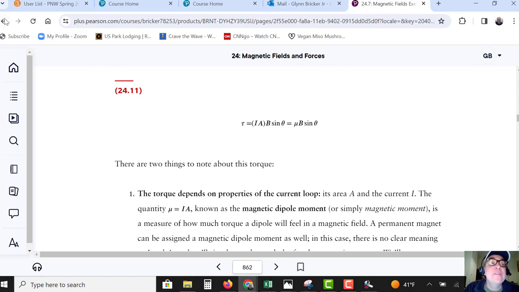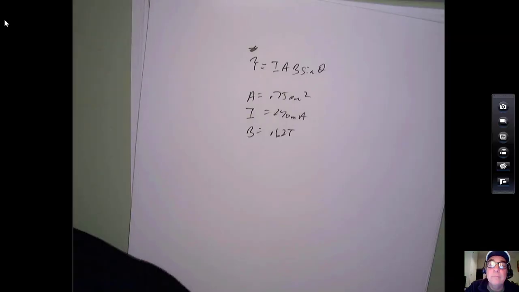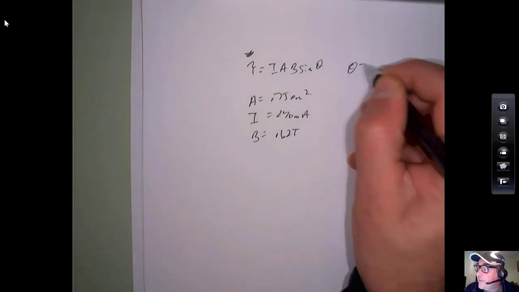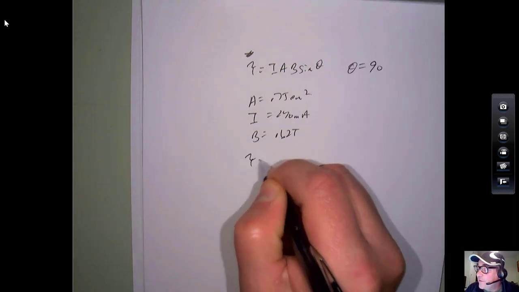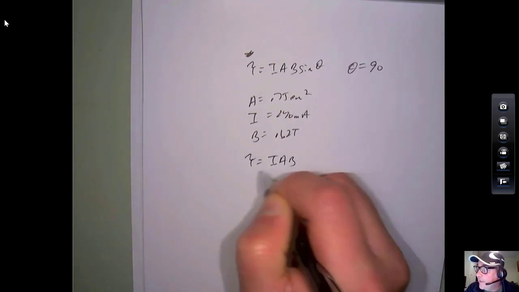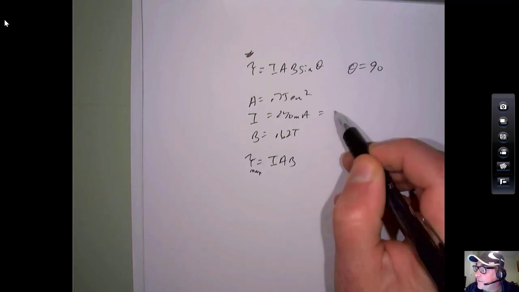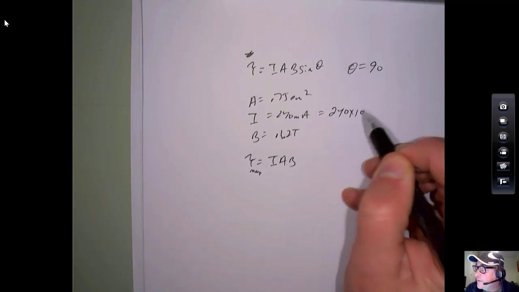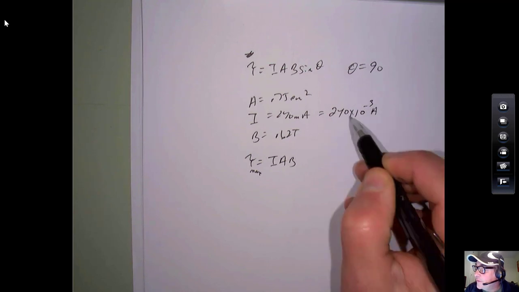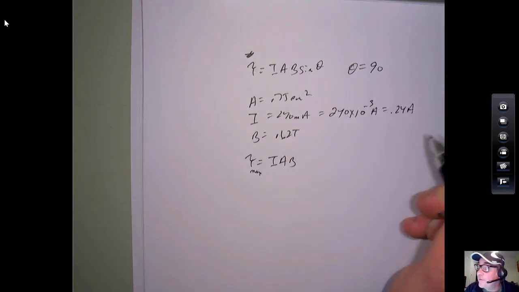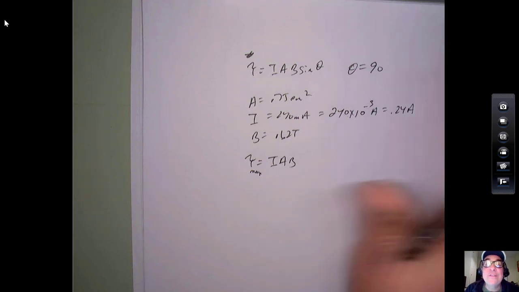Okay, let's go back to the actual problem. Okay, so there's our formula. Theta is 90 degrees, so the maximum torque is just IAB. Okay, I is 240 milliamps, so 240 times 10 to the minus third amps, or if you want to, you could write it as 0.24 amps. Be careful, you might have different numbers. 0.62 Teslas, that's good to go, that's in Teslas.